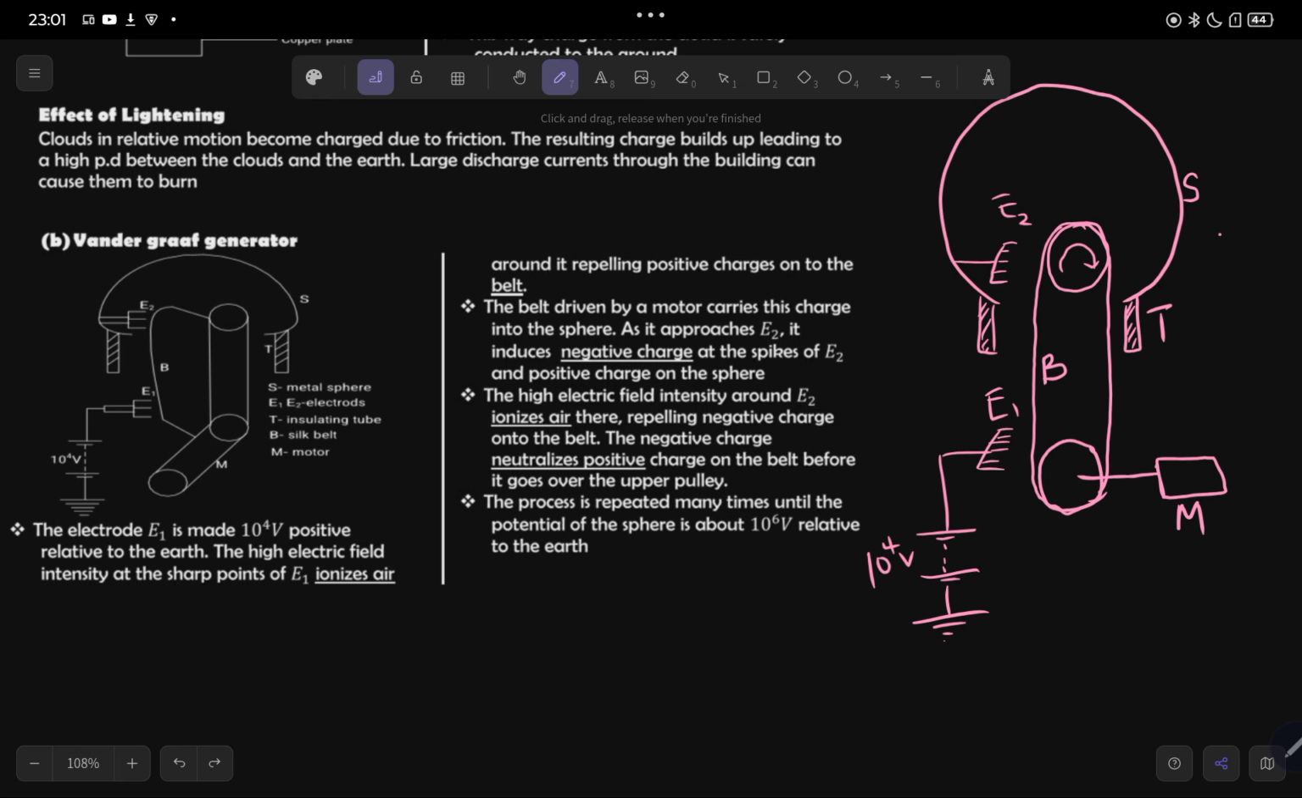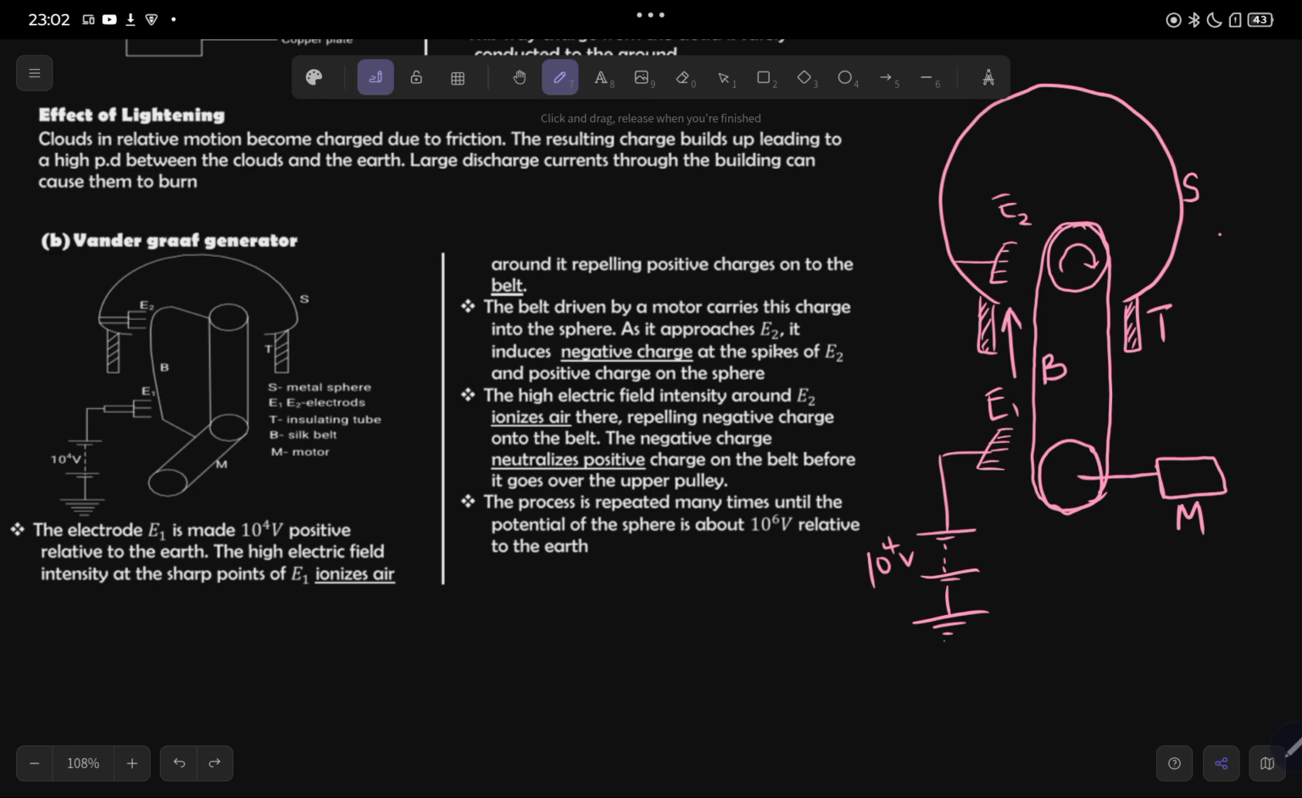Now, the positive ions which were spread onto the belt by repulsion are carried up into the metal sphere. At the end of the metal sphere, our belt is moving upwards in this motion. Now, as our belt reaches electrode E2, what happens there? The high positive charge on the belt will induce a negative charge on the spikes of E2 and will repel the positive charges onto the metal sphere S.